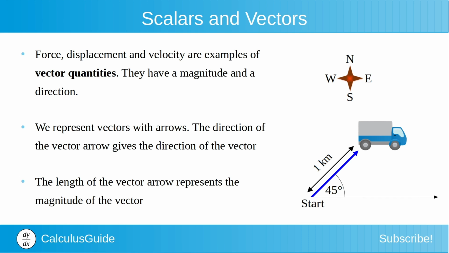In the figure to the right, we're showing the displacement vector of a truck. In this figure, the displacement vector is the blue arrow. This vector shows how the truck is displaced from its start position. The vector's direction is northeast, and its magnitude is equal to 1 kilometer. This displacement vector tells us that the final position of the truck is 1 kilometer northeast from its start position.